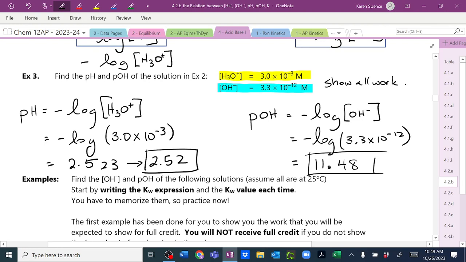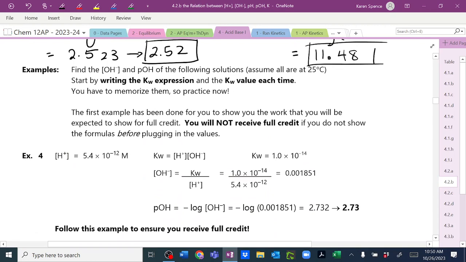Did you get 11.48 for the pOH? Yes. What happens if you add 2.52 to 11.48? You get 14. So if you multiply hydrogen concentration times hydroxide concentration, you get 1 times 10 to the negative 14. If you add the pH and the pOH, you get 14. So this is what you should show for your work.